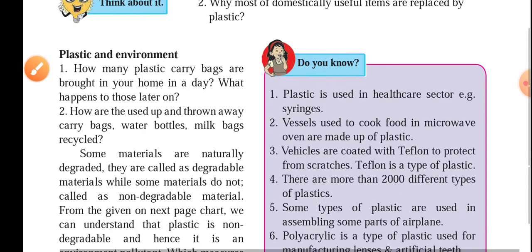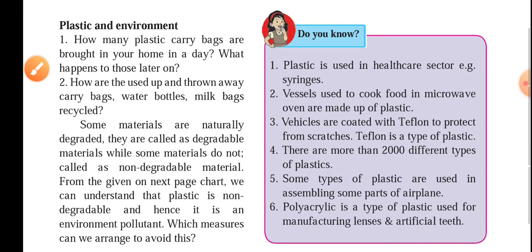Further is plastic and environment. This is the most important part actually under this particular chapter. Plastic is a non-degradable material, and due to this nature, it's not degrading, it's not decomposing in nature, and that's why it is very harmful to the environment. And this is the major pollutant in nature.